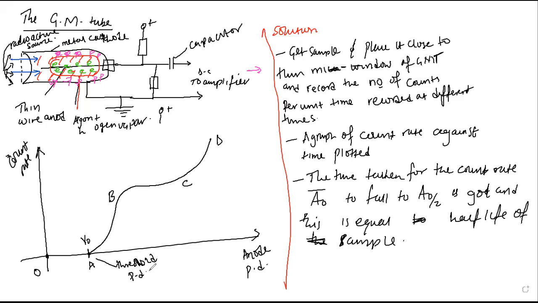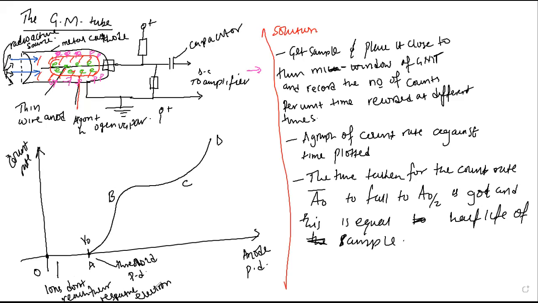So in region OA, we do not have any detectable change in the count rate, however much we increase the PD, until we have attained the threshold PD. That is when it is high enough to accelerate the ions to their respective electrodes. So within OA, ions do not reach their respective electrodes.